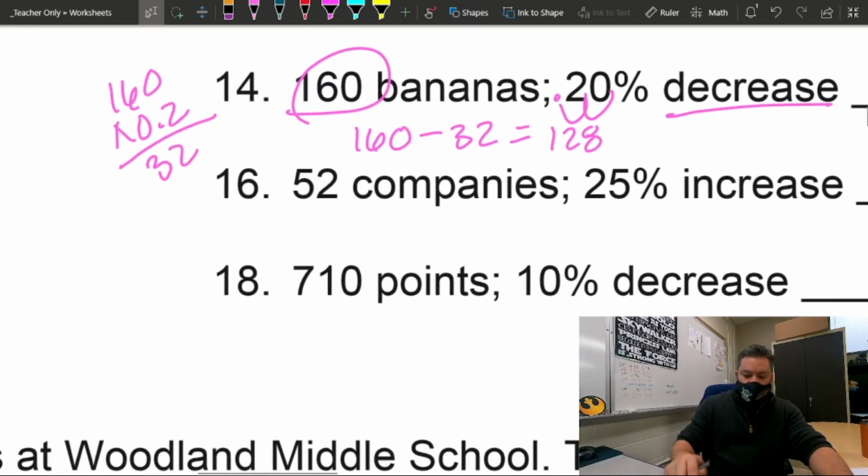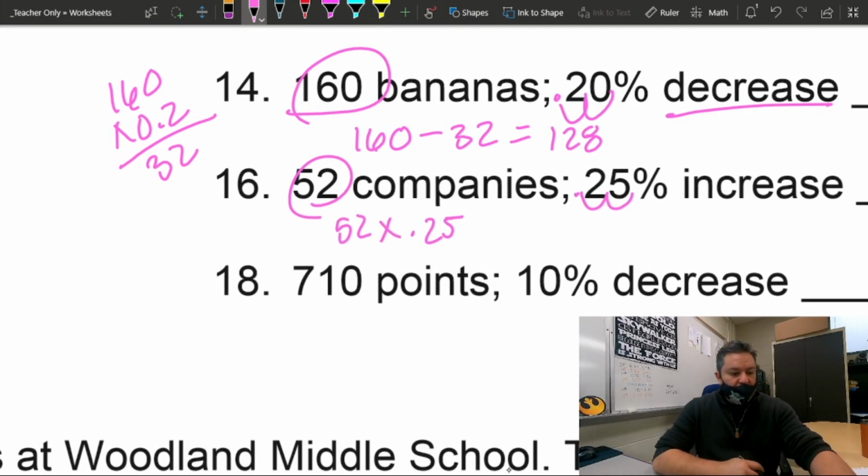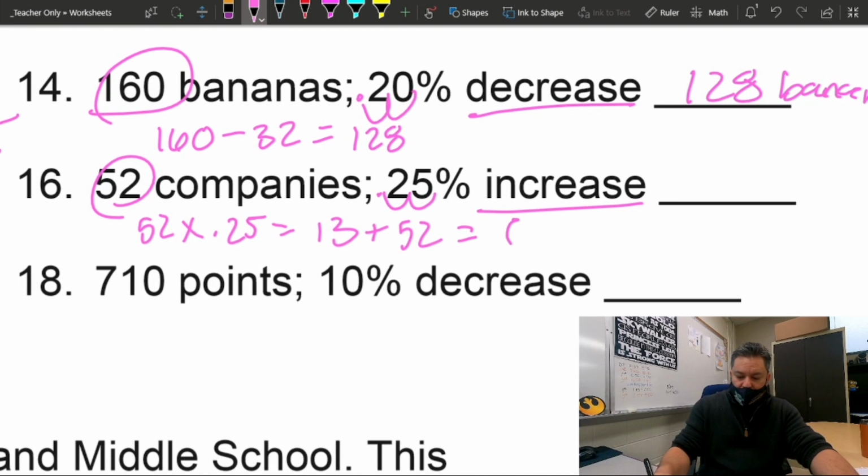Number 16. Convert percent to decimal. 1, 2. Multiply by the original. 52 times 0.25. That's the same thing as divided by 4. 52 times 0.25, or divided by 4, gives us 13. So is this going to be adding or subtracting? Adding. So add 52 back to it, and you're going to get 65. 65 is going to be the new amount. 65 companies.